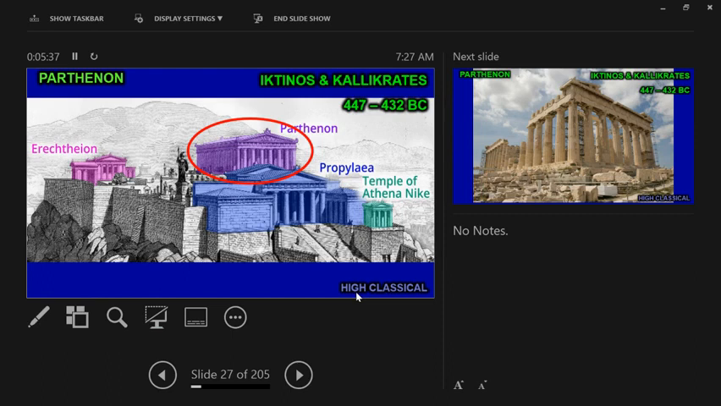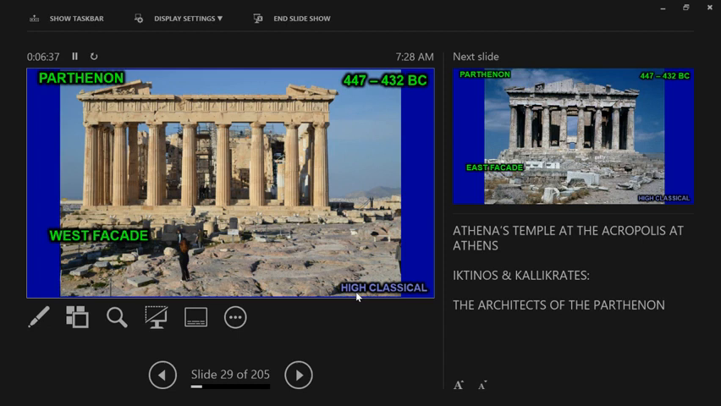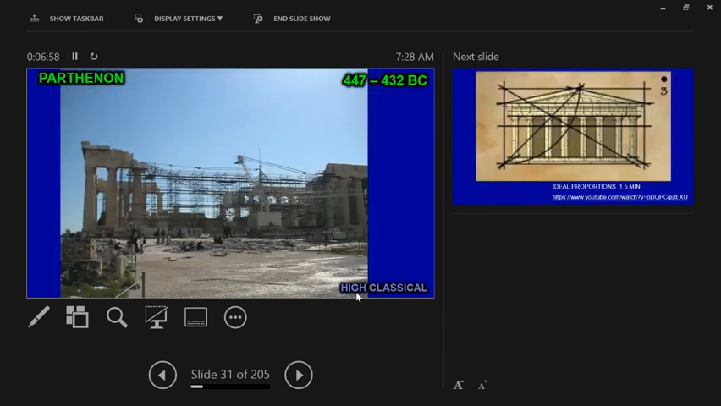All right, moving on to the Parthenon. This is Athena's temple at the Acropolis at Athens, and the architects of this were Iktinos and Callicrates. So here we have the west facade and then the east facade. Between the west facade and the east facade, which one is the front of the building? The east. Why? Right, the fronts of buildings face east. That's where the sun rises. That's where they have their rituals. I want you to take note of the side of this, and we're going to look at what caused this side to, in a sense, blow up.